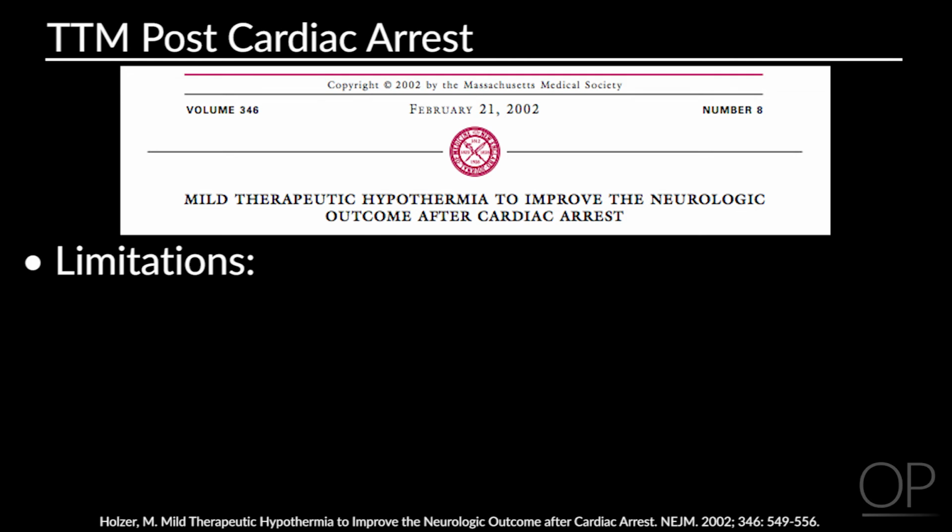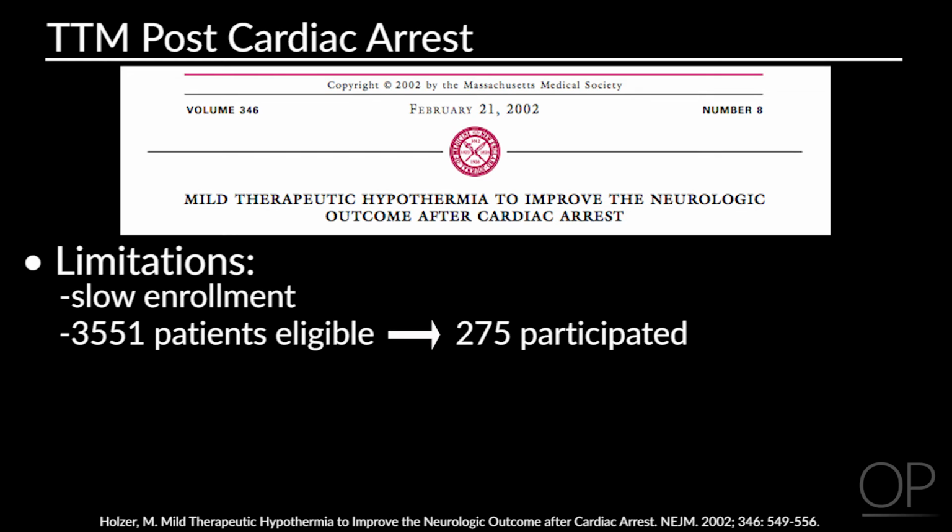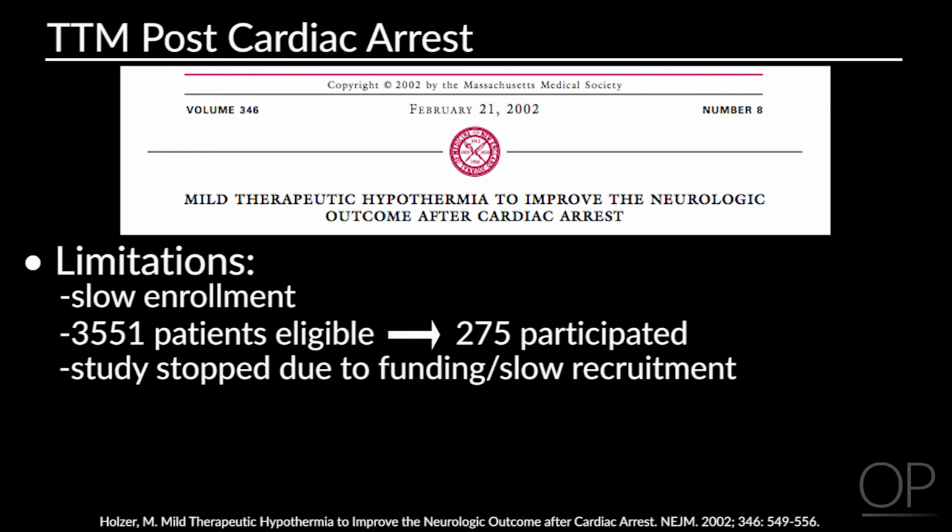The study recruited 1 patient a week over 5 years. It took a long time to generate adequate power within the study to be able to analyze their data. Only 275 of over 3,500 patients that were screened actually entered the study. So we're left to wonder, can we generalize or should we generalize from a study that only had an 8% inclusion rate? The study was discontinued due to funding and slow recruitment.